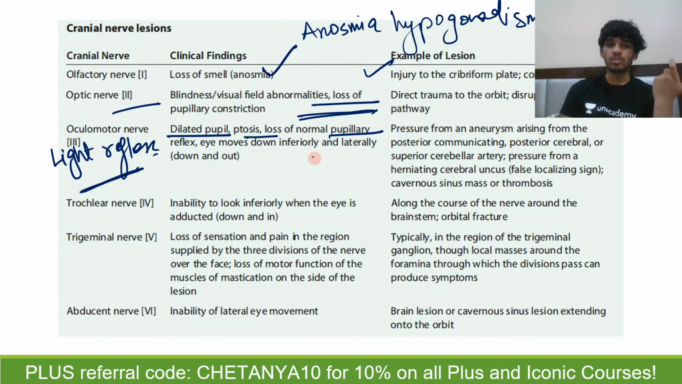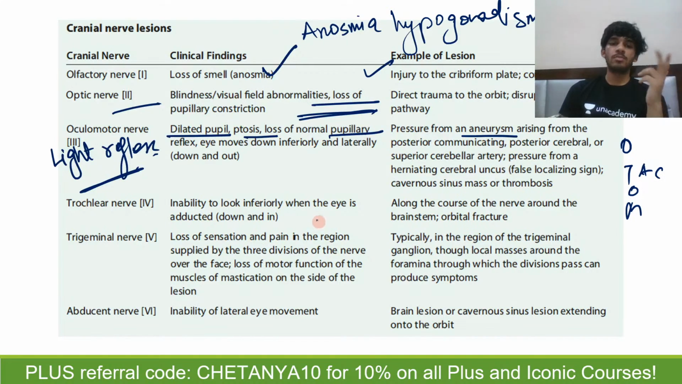Why will they move down and out? You can think about the actions of the oculomotor nerve. It can be due to an aneurysm because remember the posterior cerebral and the superior cerebellar arteries are closely located to it. It can be due to some herniation or it can be due to a cavernous sinus lesion, because it is a content of the cavernous sinus. Mnemonic was O Tom Cat.